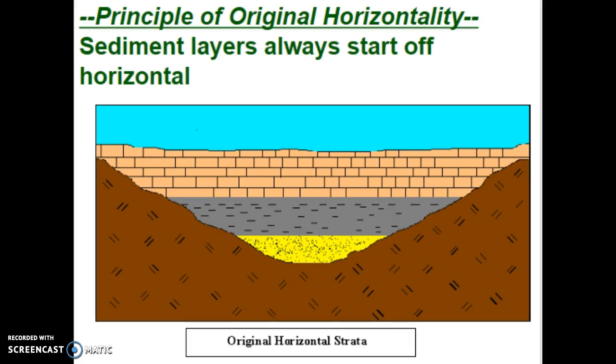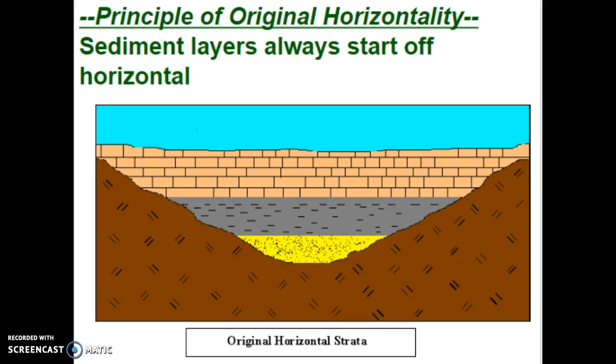The principle of original horizontality. Generally speaking, everything should be flat. Sediment layers will always start off horizontally. And so if rock layers, after the sediments harden and lithify, are at an angle or a tilt, then something, geologically speaking, has happened to that area. There has been some type of disturbance.